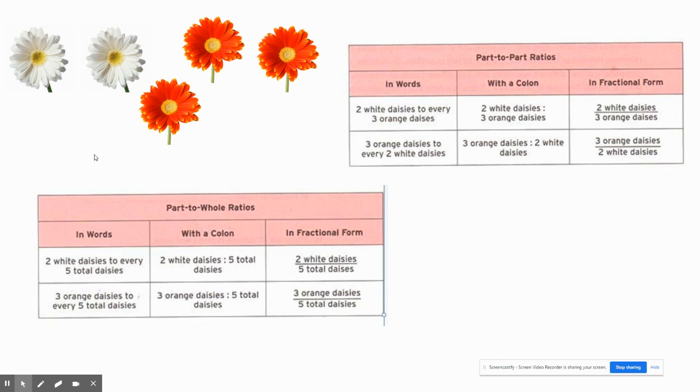When we talk about fractions, we talk about 1/4 of a pie. We're talking part to whole. The whole pie is divided into 4 parts, and we're going to eat one part of it. That's part to whole. Part to part, part to whole, we're going to use both of those when we deal with ratios and proportions.